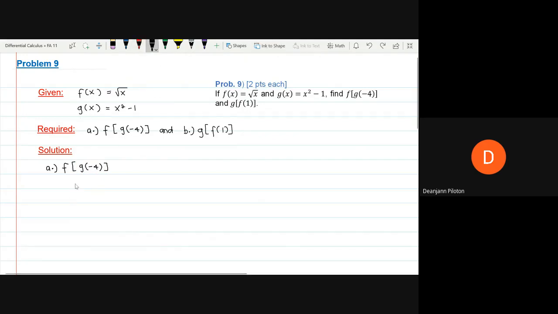Kani man nimo g of x class. Kung i-evaluate nimo karon ang g of negative 4, that means sa kaning x squared, ilisan nimo og negative 4 ang x. So, negative 4 raised to 2 minus 1. So, therefore, ang g of negative 4 nimo class is equal to 15.